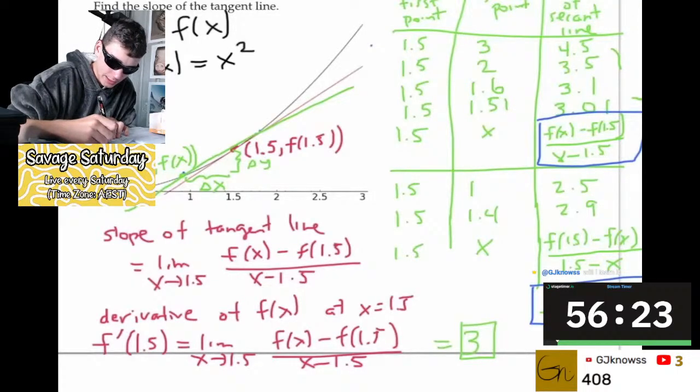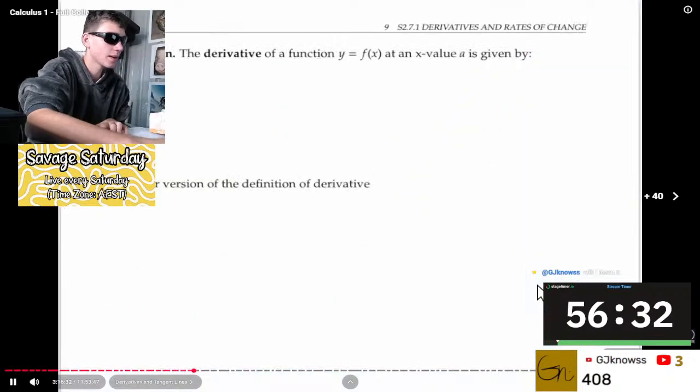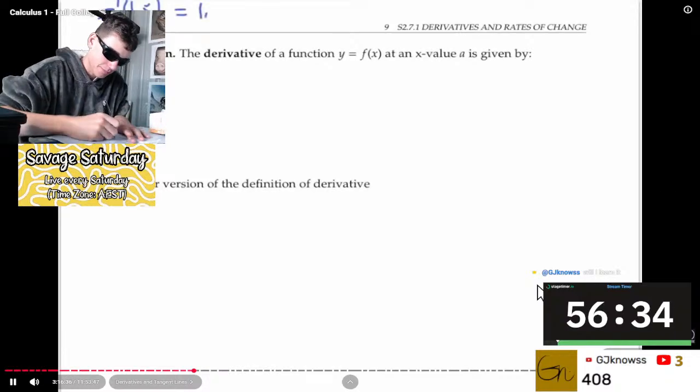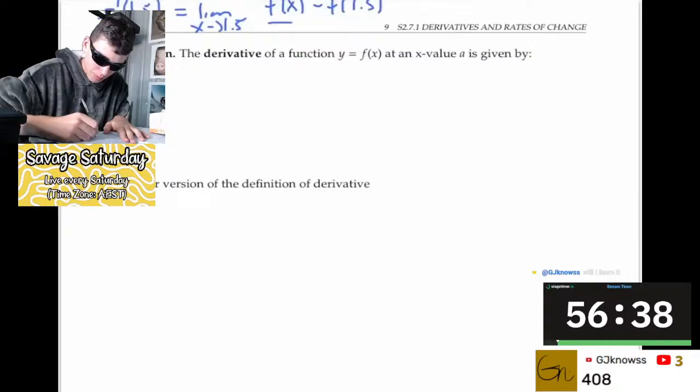If we wanted to have a really precise argument, we actually need to use algebra to compute this limit exactly using the formula for the function itself, f of x equals x squared. And we'll do examples like that in a future video. But for now, the derivative at 1.5 is given by the limit as x goes to 1.5 of f of x minus f of 1.5 over x minus 1.5.